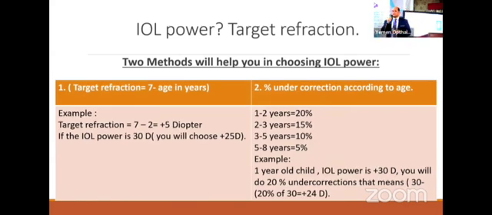The second method to undercorrect is the percentage. So if the child is 1 to 2 years old, you can do 20% undercorrection. If he's 2 to 3 years, you can do 15% undercorrection, and so forth. But put in mind that all these are just guidelines. Personally, I do both methods in each child, and then I take something in between.